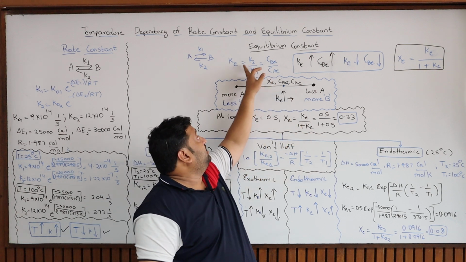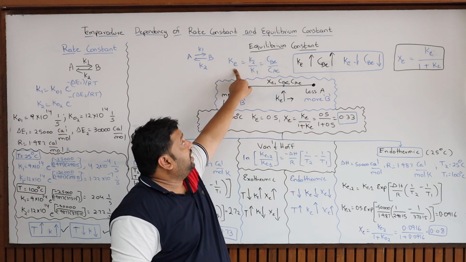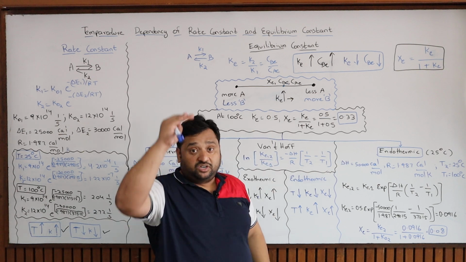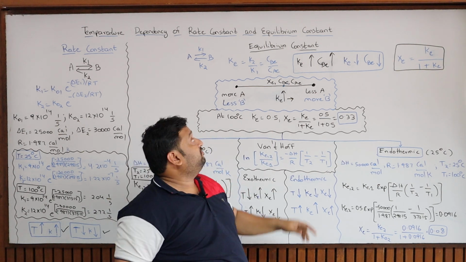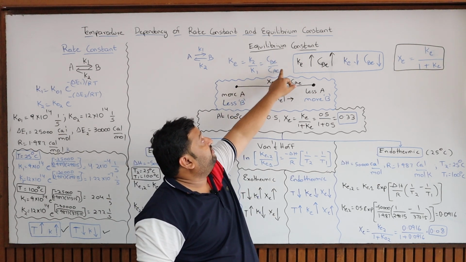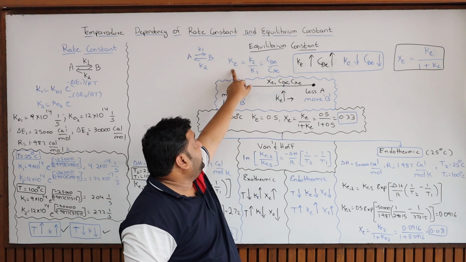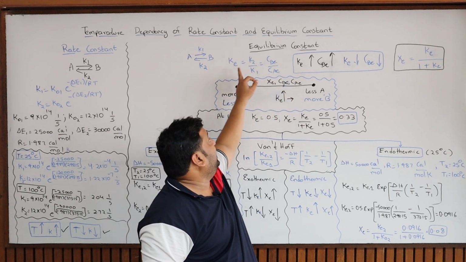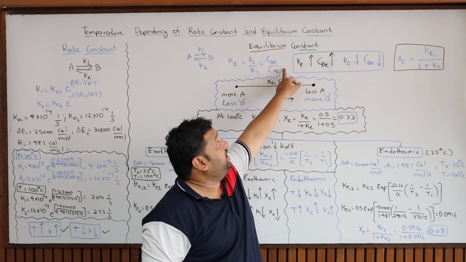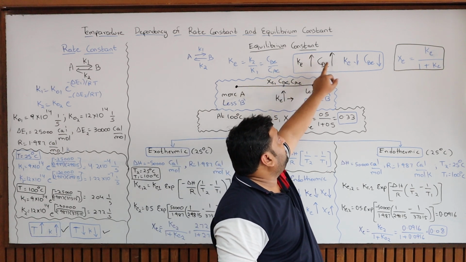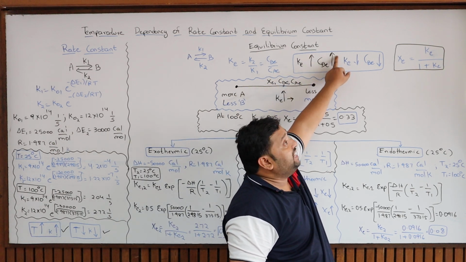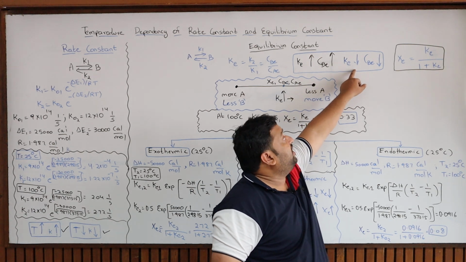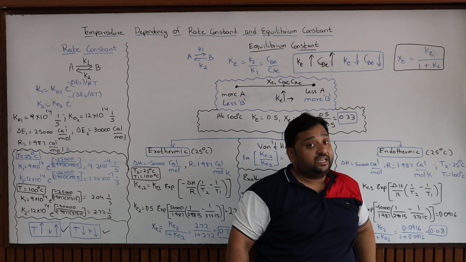See what happens: the more the equilibrium constant value, the more the product, because it is product divided by reactants. If K is more, the product is more. If K is less, the product is less. That means if you increase the equilibrium constant value, the concentration of the product will increase. If you decrease the equilibrium constant value, the concentration of the product will decrease.